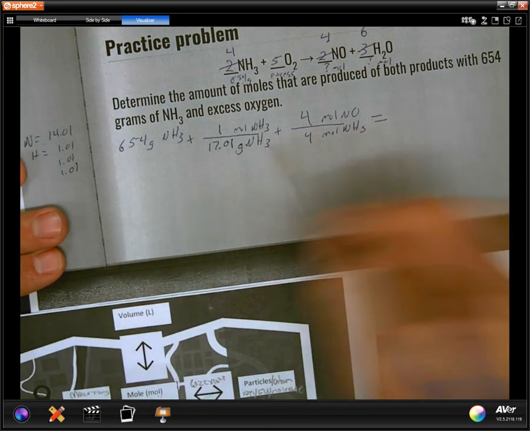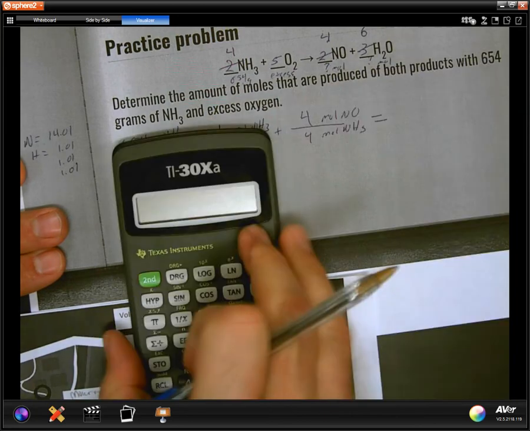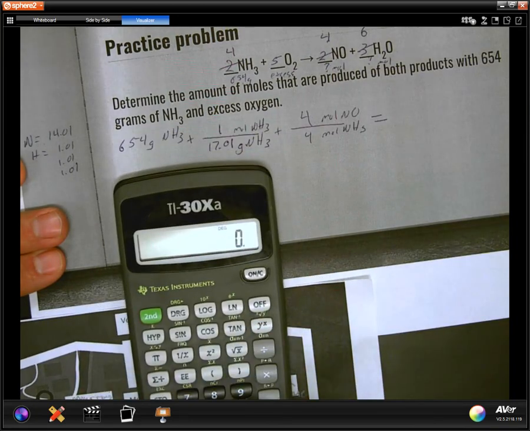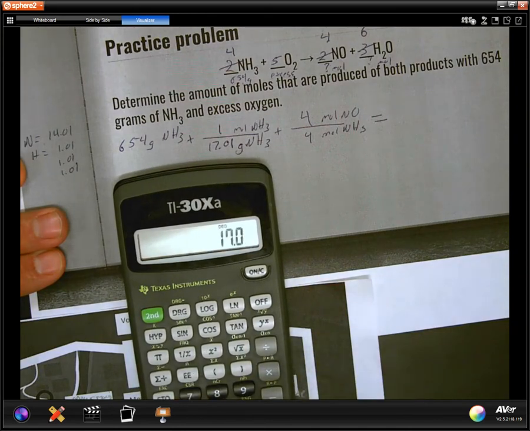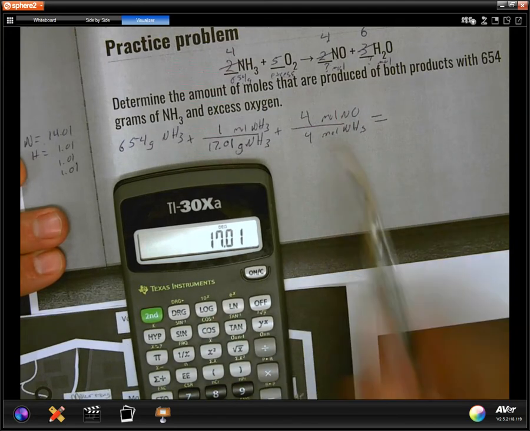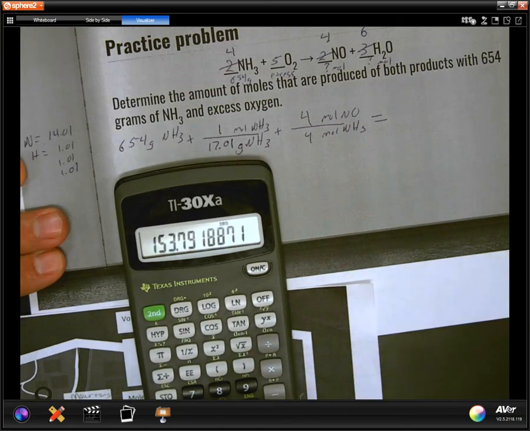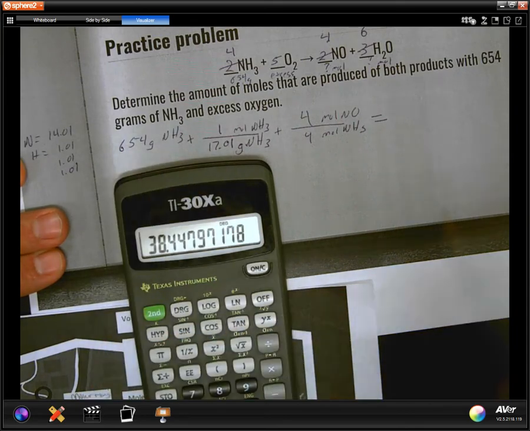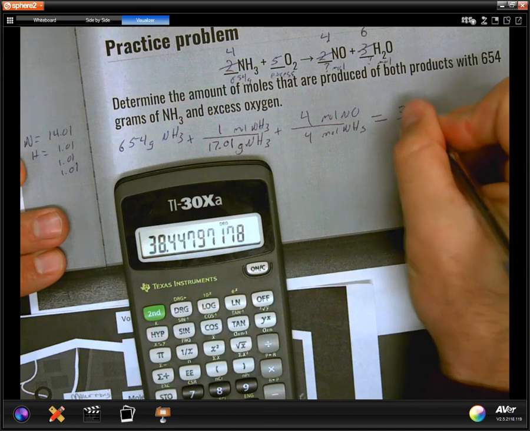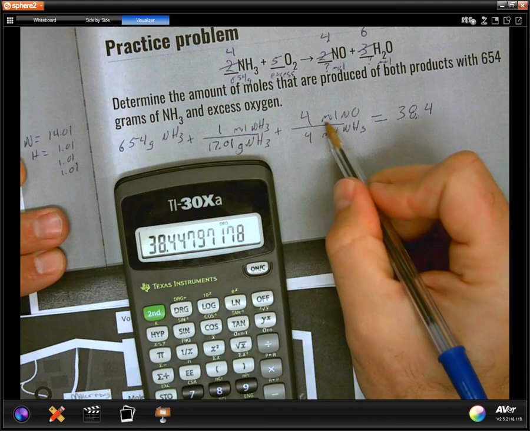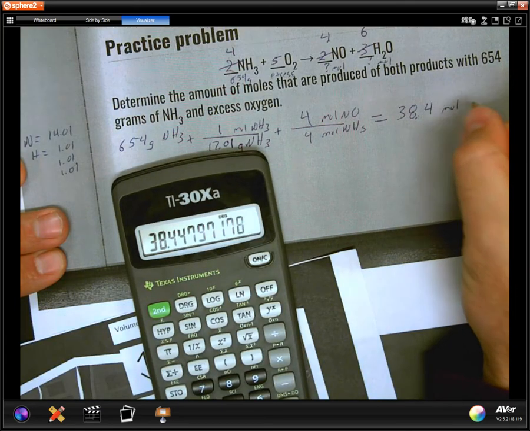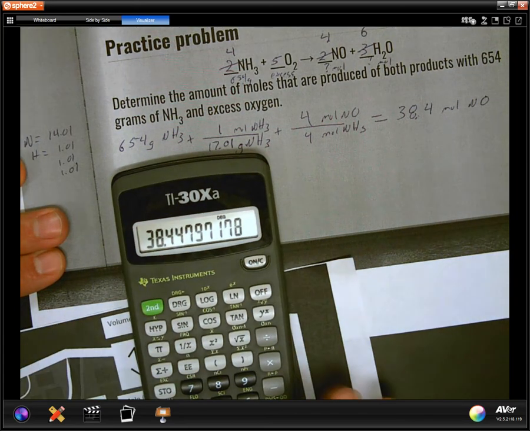And so now, for this video, to finish it up, all we do is put it in my calculator. I'm going to do 654, multiply across the top, times 4, divide across the bottom, 17.01. And then since this 4 is in the denominator, I have to hit divide by 4. Get my answer. I started with 3 sig figs, so I'm going to have 3 sig figs in my answer. The units I have left are moles of NO, nitrogen monoxide.